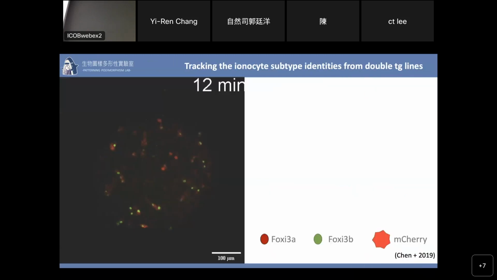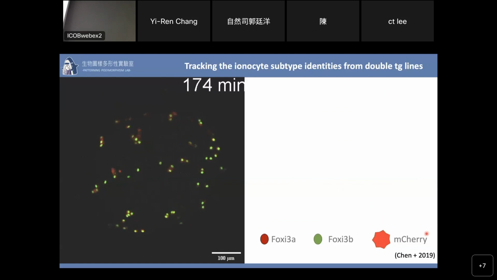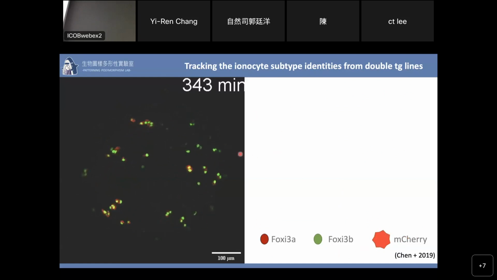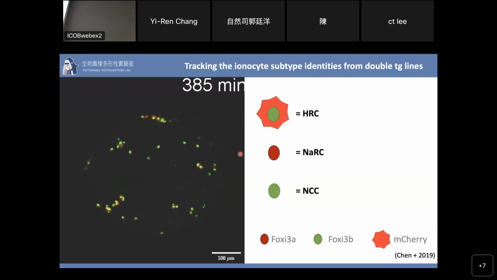So luckily we have another line. It's a gift from Professor Huang Shenbing's lab long time ago. And this is a reporter line. This reporter line is arbitrarily labeled, and they will label the whole cell, the cytosol part. So with these two lines combined together, we are able to give them identity when we check them.